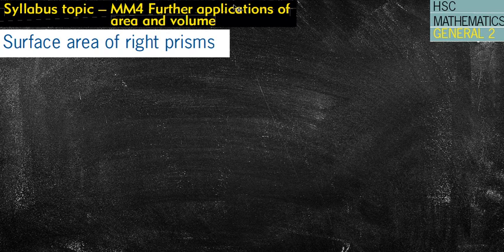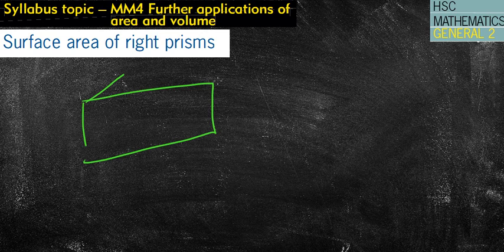We're looking at a pretty quick tutorial just on surface area of right prisms. This relies obviously on your area formulas of things such as your rectangular prisms, your triangular prisms, so your triangles, rectangles, trapeziums, all that sort of stuff. Very basic sort of things.